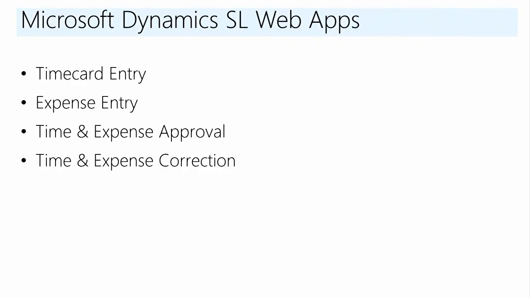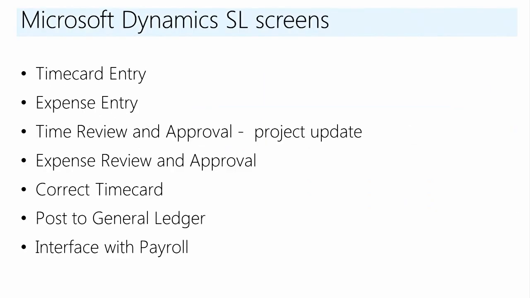Now I'd like to talk about the time entry in Dynamics SL. We have time cards as well as expense reports that we can enter in Dynamics. We also can do the review and approval, which is updating the projects. We can review the expense reports, and we can correct time cards. We can post to the general ledger, and then we can also interface or create payroll batches as well.